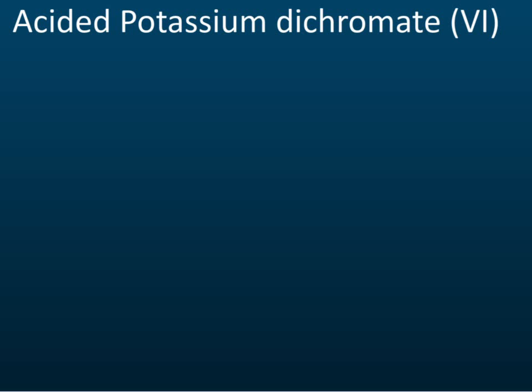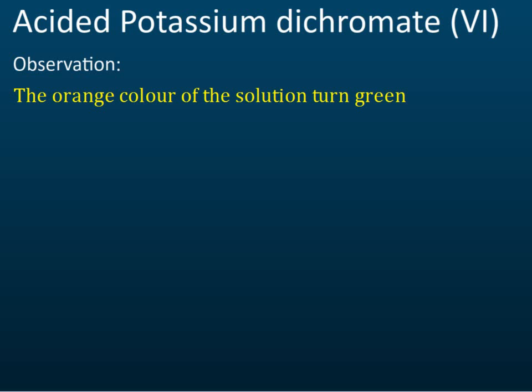Next one, acidified potassium dichromate. Dichromate is orange in color. This is the color of the potassium dichromate. And after the reaction, it becomes green. This green color is the color of chromium ion 3, Cr3 positive. So for dichromate, the observation is from orange color to green.